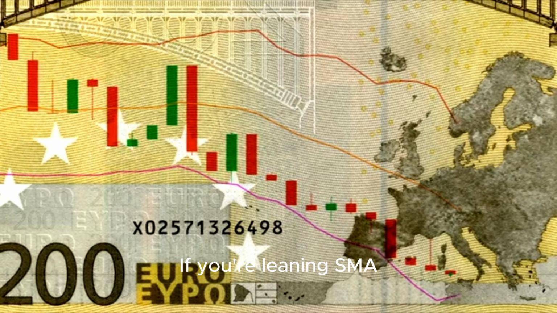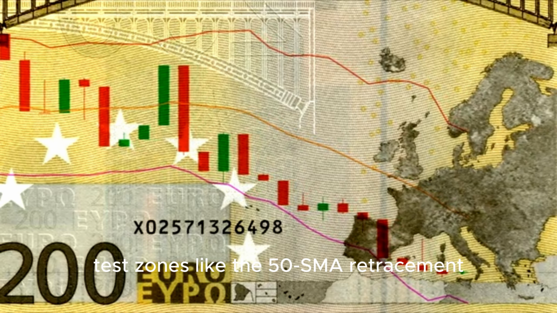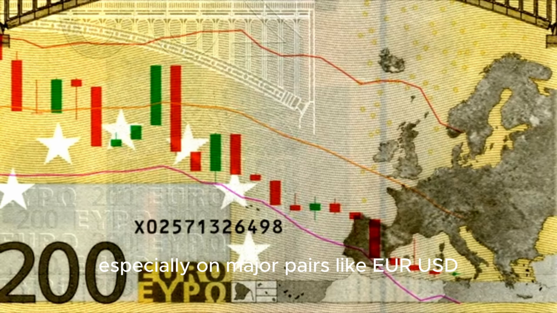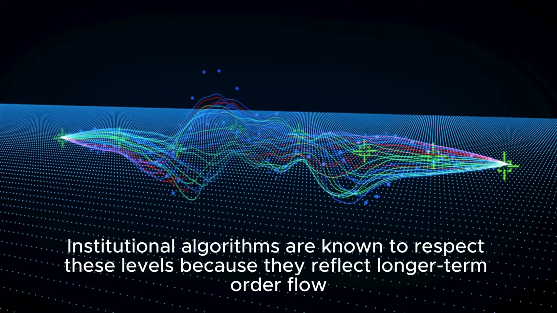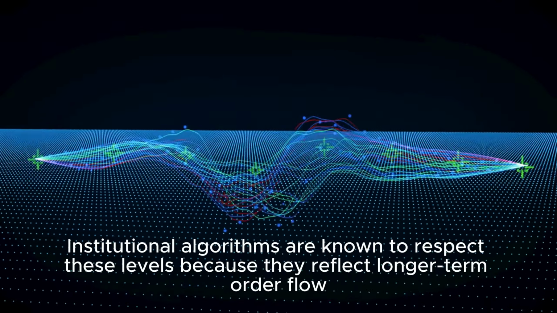If you're leaning SMA, test zones like the 50 SMA retracement, especially on major pairs like EUR/USD. Institutional algorithms are known to respect these levels because they reflect longer-term order flow. That kind of dual confirmation is what separates impulsive trading from professional strategy.